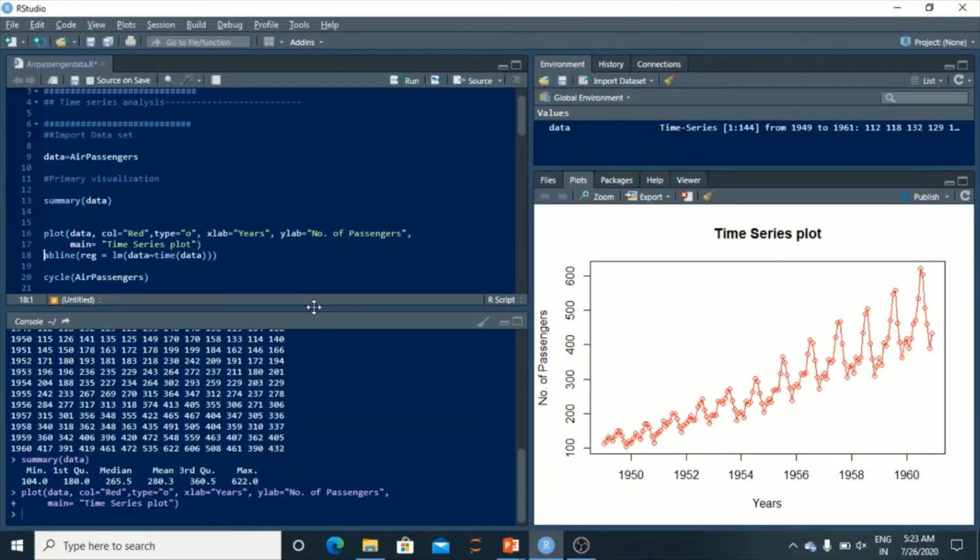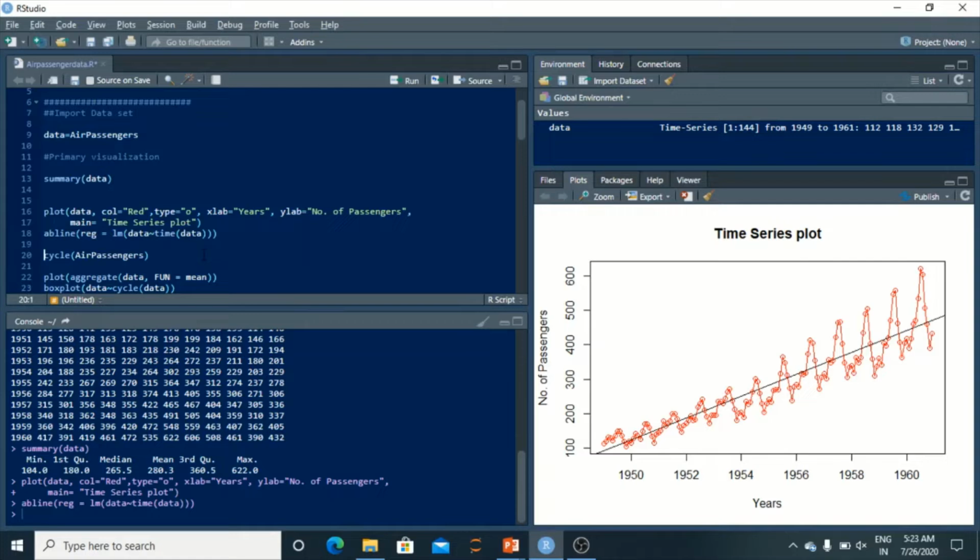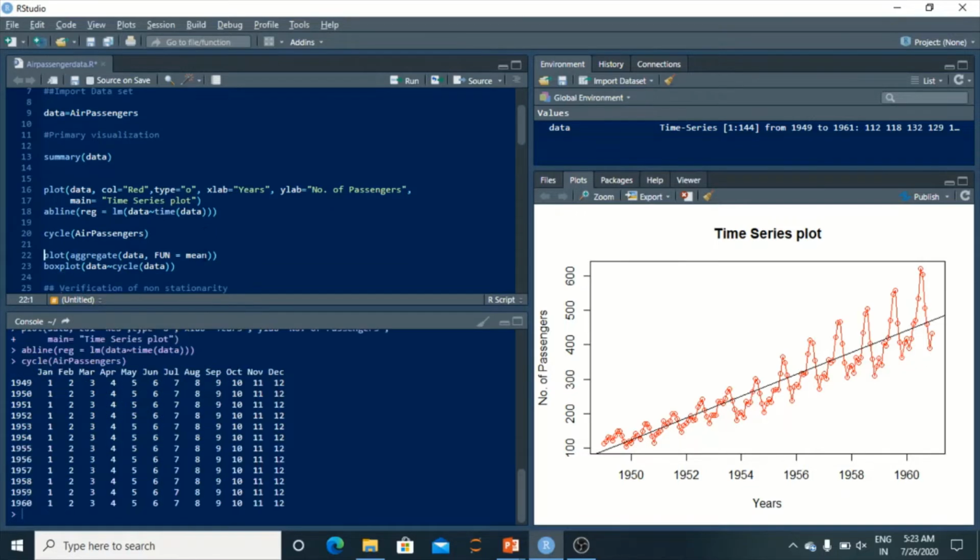So let's see, we can add the trend line. We can observe it is an increasing trend line, and of course as the number of years increases, the number of air passengers also increases. Cycle: every year there are 12 observations, and after 12 observations are completed, this cycle is repeated for each year.